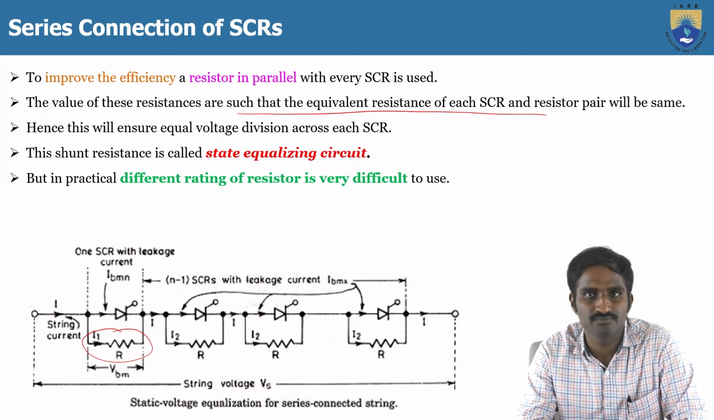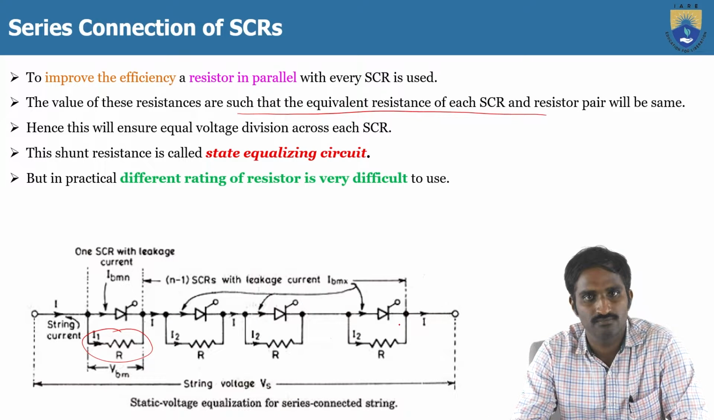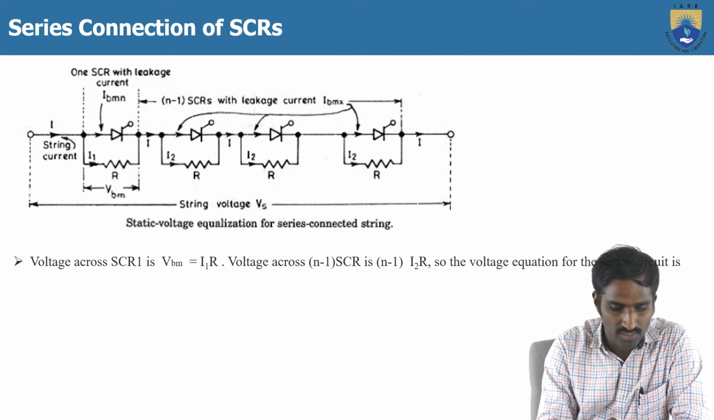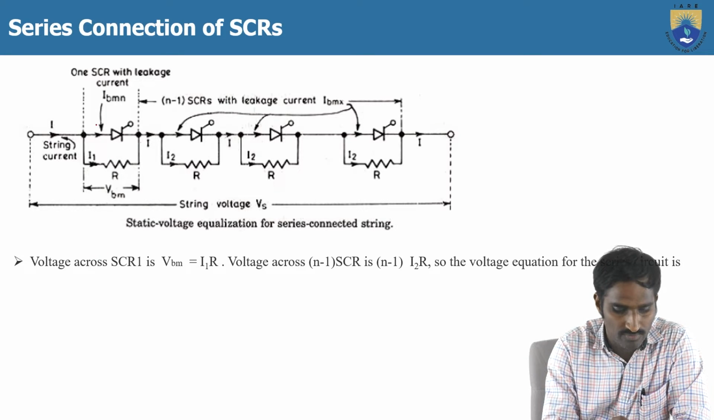Then how can we choose the value of the resistance which must be connected across each thyristor? So further, what we are going to do is divide the total string into two parts. One is the first part.